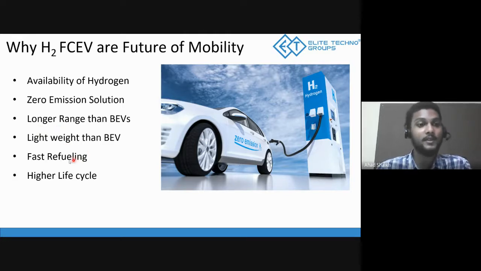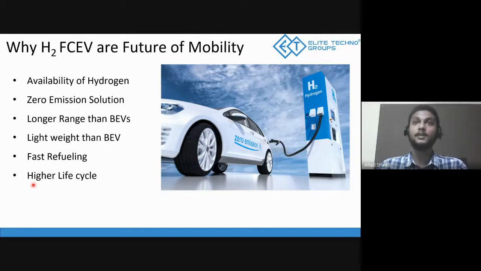And the very key element of seeing this as the future is fast refueling. We have certainly developed fast charging stations and fast charging technologies, but those also require almost an hour to get 0 to 80% charged. But a hydrogen fuel cell vehicle can be quickly filled within 10 minutes itself at the fuel dispenser. So you can see how quickly we can get the long range, lightweightedness and quick refueling.